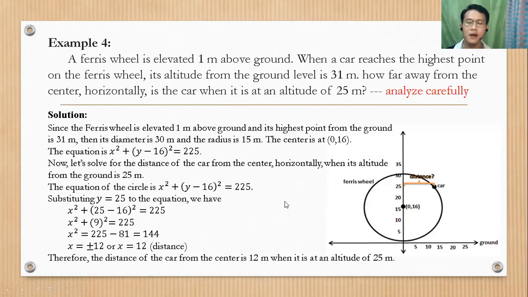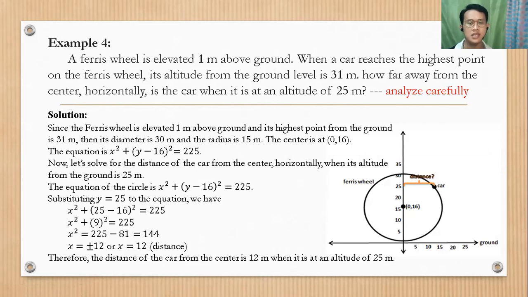Now we have here an example of a problem. Okay, a Ferris wheel is elevated 1 meter above ground. When a car reaches the highest point on the Ferris wheel, its altitude from the ground level is 31 meters.